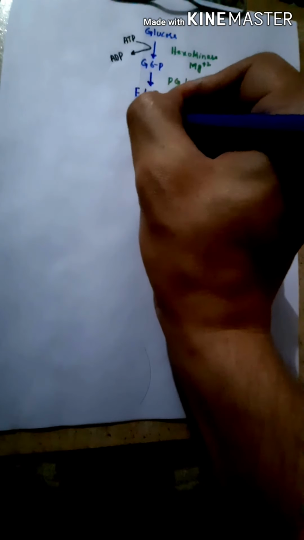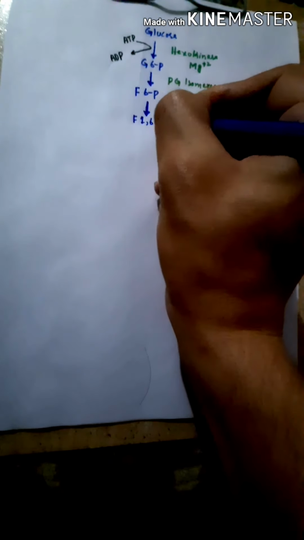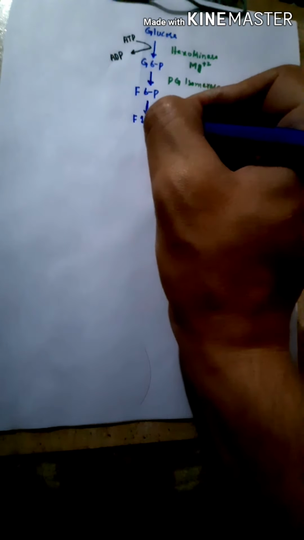In the third step, fructose 6-phosphate is converted into fructose 1,6-bisphosphate, meaning 2 phosphates. One phosphate is attached on carbon number 1 of the fructose, and the second phosphate is attached on carbon number 6 of the fructose. Here the same kinase enzyme works as in step number 1, in the presence of magnesium ion. But this kinase is actually known as phosphofructokinase.